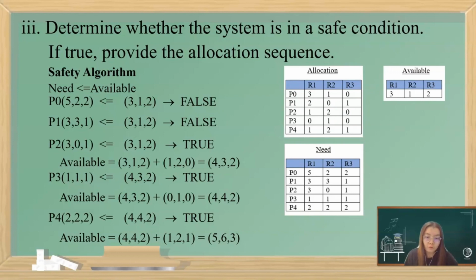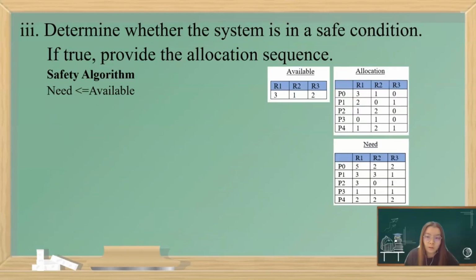get 5, 6, 3. Now after finishing P4, we want to go back to see if P0 and P1 are smaller or equal with the new available or not. The need of P0 is 5, 2, 2, and now we need to check with the new available, which is 5, 6, 3. The need of P0 is smaller or equal with the available, so it is true.